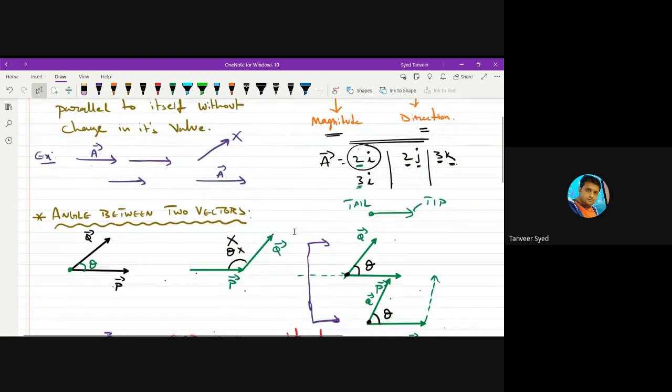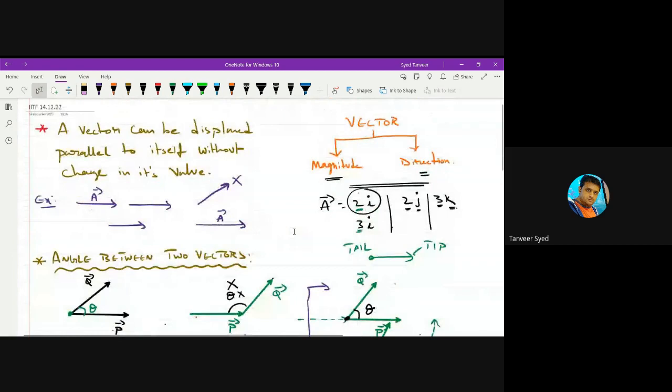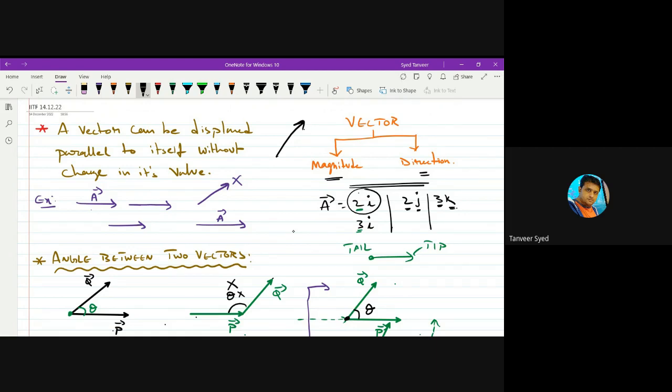Suppose I have this vector. If I rotate this vector by 360 degrees, will its value change? No, sir. If I make a 360 degree rotation of this vector, it will go like this and again point in the same direction. So its magnitude is not changing and its direction is also not changing. So its value will not change.